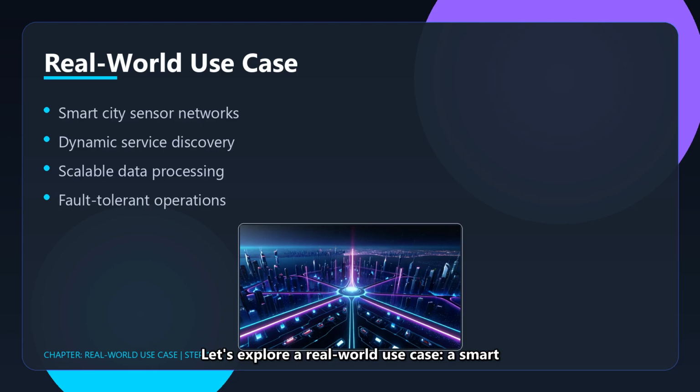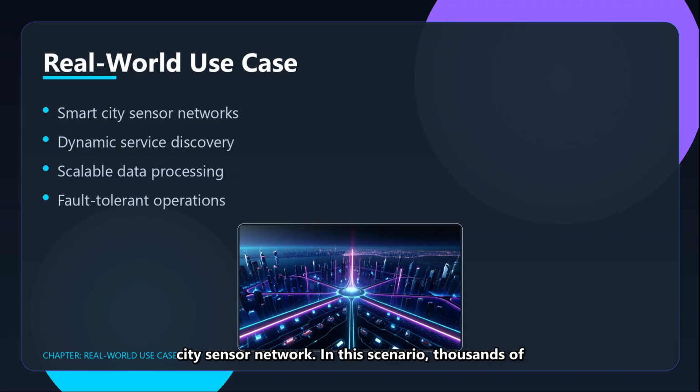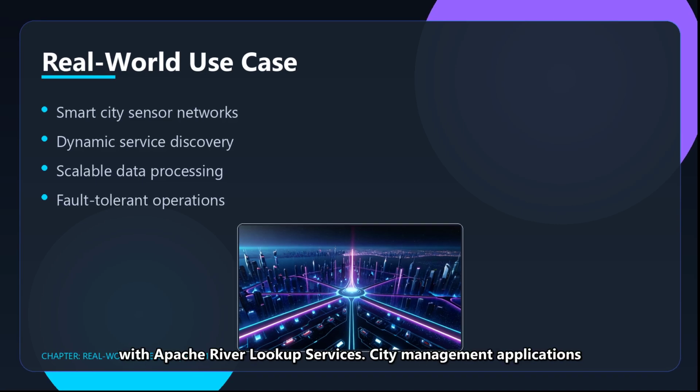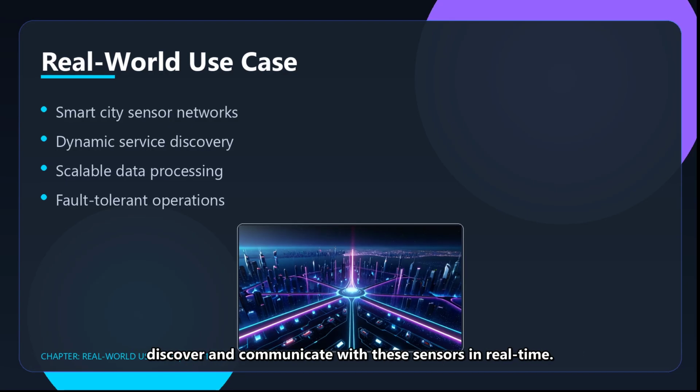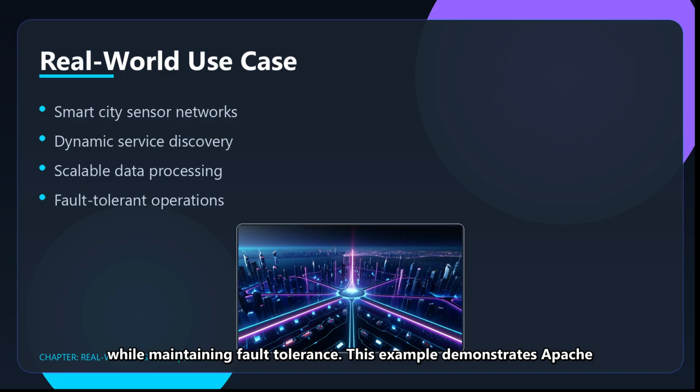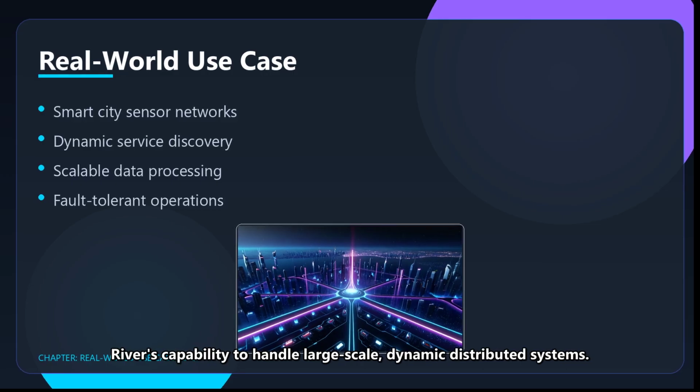Let's explore a real-world use case, a smart city sensor network. In this scenario, thousands of sensors for traffic, weather, and utilities dynamically register with Apache River lookup services. City management applications discover and communicate with these sensors in real time. The system scales to accommodate growing sensor deployments while maintaining fault tolerance. This example demonstrates Apache River's capability to handle large-scale, dynamic distributed systems.